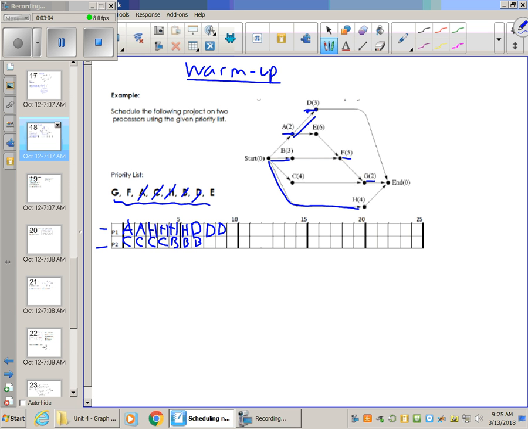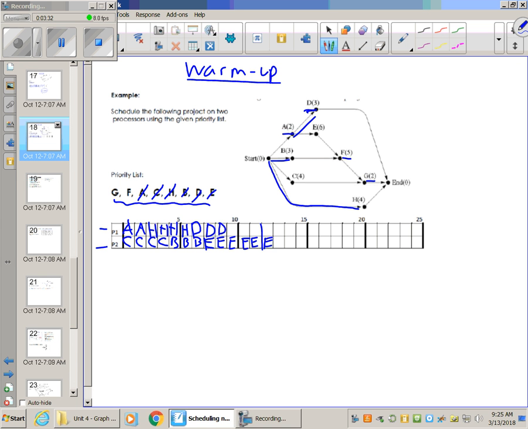Again, G and F are not ready, so we move on to the last one, E. E is ready as long as it's above A, which it is going to be. So let's put it on processor 2, and it has 6 E's. 1, 2, 3, 4, 5, and 6. Alright, so E's out.